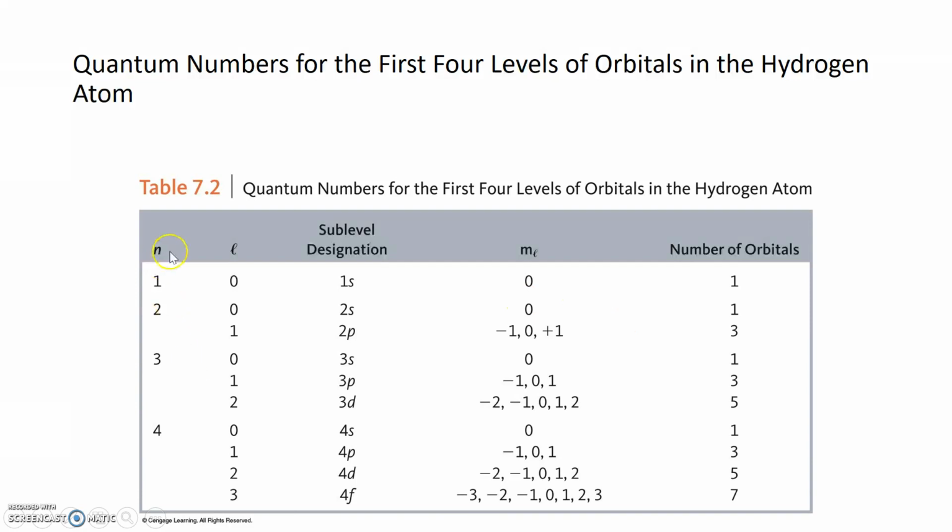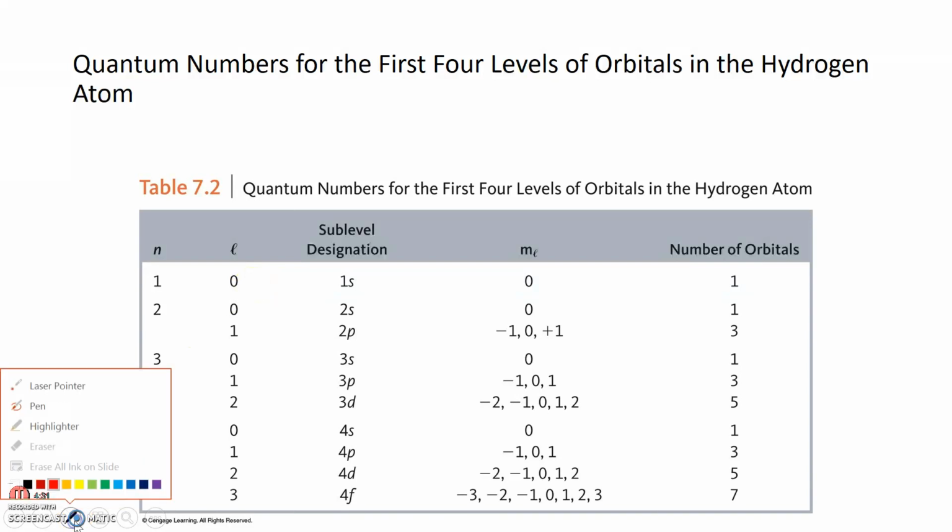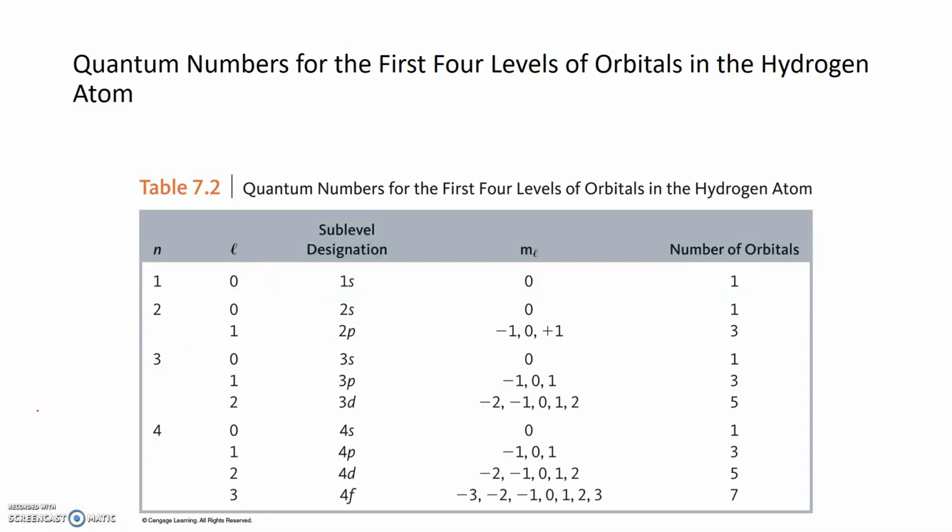Okay, so this is what that looks like. So here for the 4 possible N's, L can be anywhere from 0. 0 is the lowest L you can have. Remember, that tells you the shape of the orbital. So 0 is S. So this is S. This is S. This is S. 1 is my P-shape orbitals. So all my 1s are P-shaped.